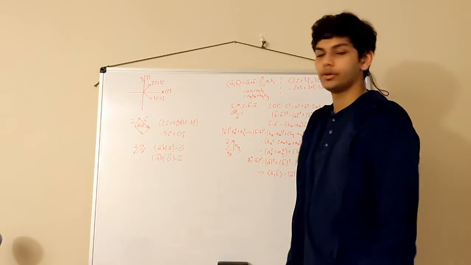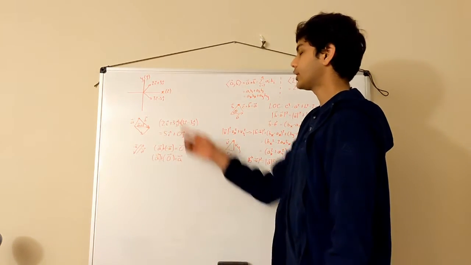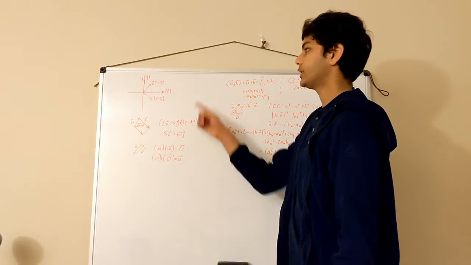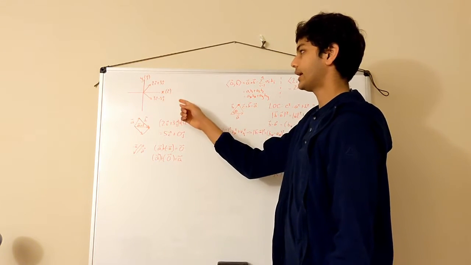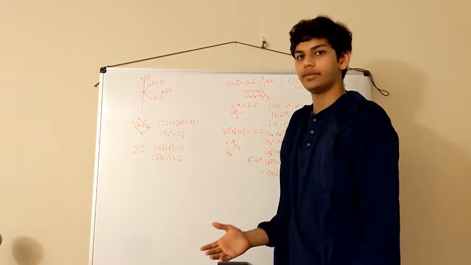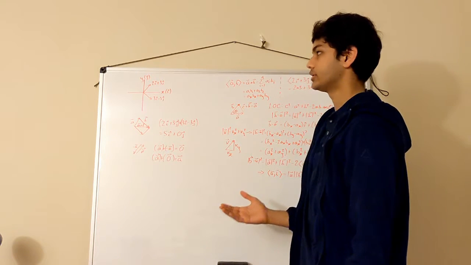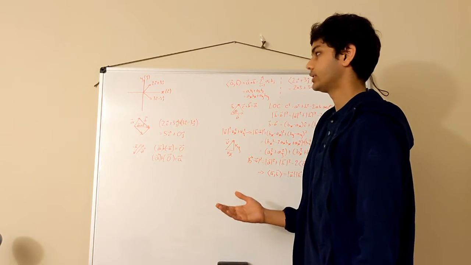So let's start off with a review of Euclidean vector spaces. So we start off with the two-dimensional Cartesian plane, which has an x-hat direction and a y-hat direction, or an i-hat direction and a j-hat direction. And vectors are just arrows that point in different locations, and they're described by their coordinates in the plane.